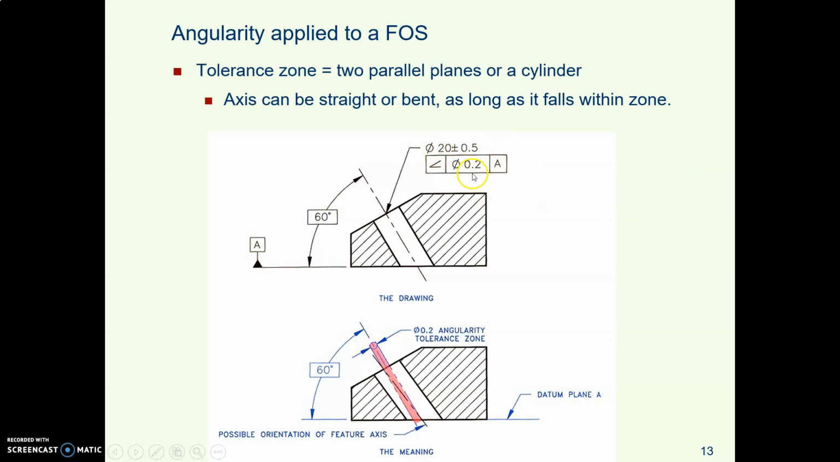This one, this is metric again, has a tolerance zone that's a diameter of 0.2 of a millimeter. So here in the picture at the bottom, there's our drinking straw. There's our cylindrical tolerance zone. It's 0.2 in diameter. And however you make your hole in the actual part, it's fine as long as the axis of the actual hole lands inside that tolerance zone.